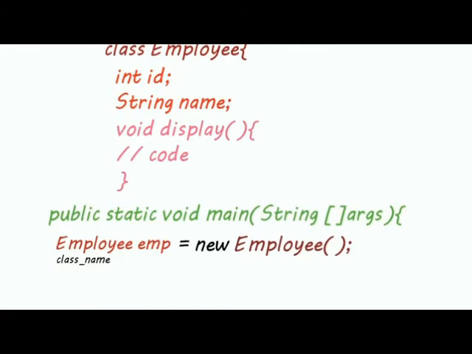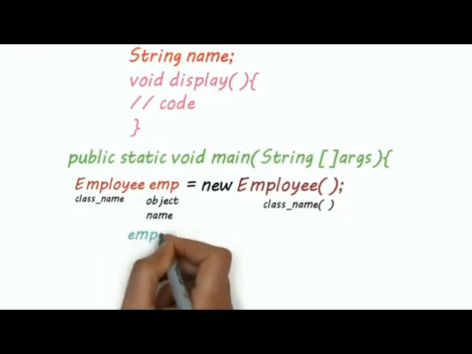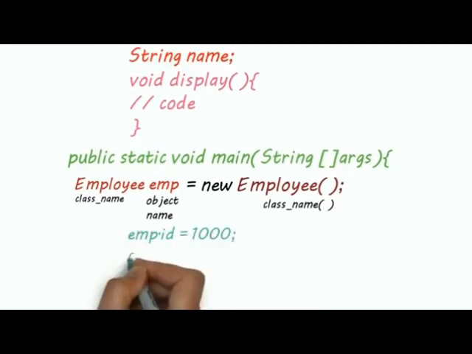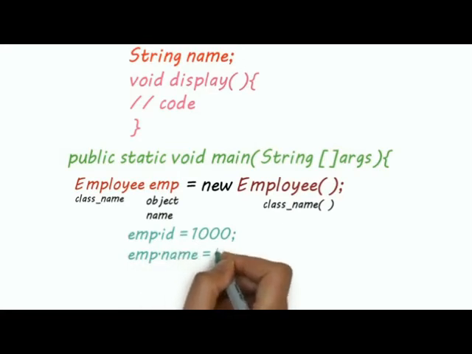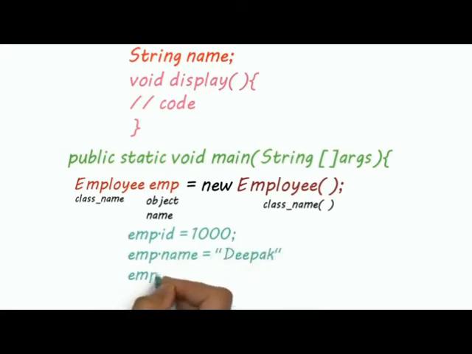First class name, that is employee, then the object name, that is emp, and on RHS we need to use new keyword and again class name with round braces. The round braces are actually for constructor, which we'll see in our upcoming videos. Here I am initializing the variable directly by using object, that is emp.id equals 1000 and emp.name equals Deepak, and then calling the display function.